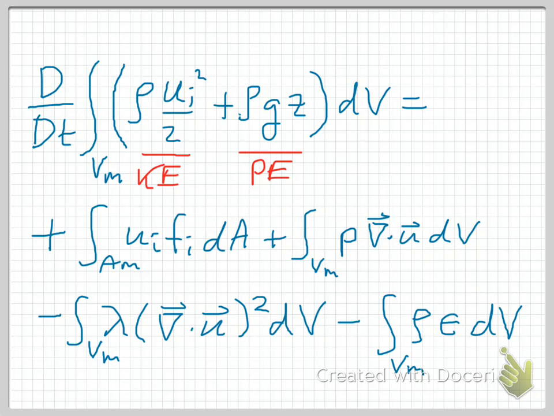And one final thing I'll point out is that the dissipation due to friction sends energy off to another form of energy, which is heat. So it converts kinetic energy into heat, and we'll deal with the implications of that next.